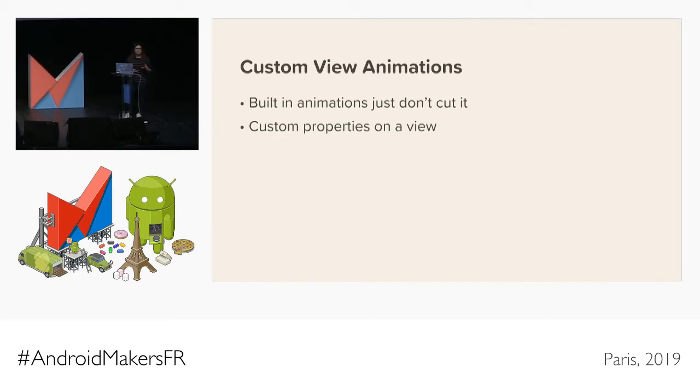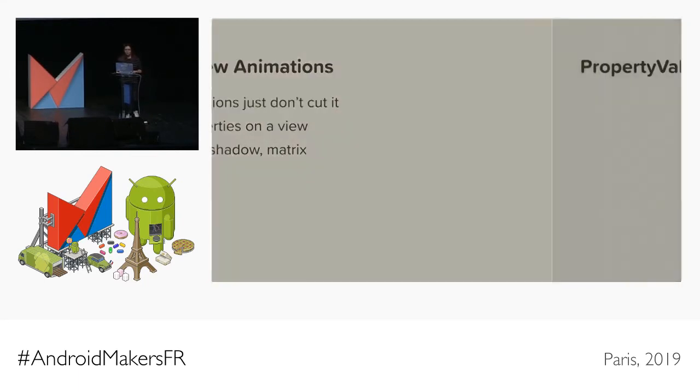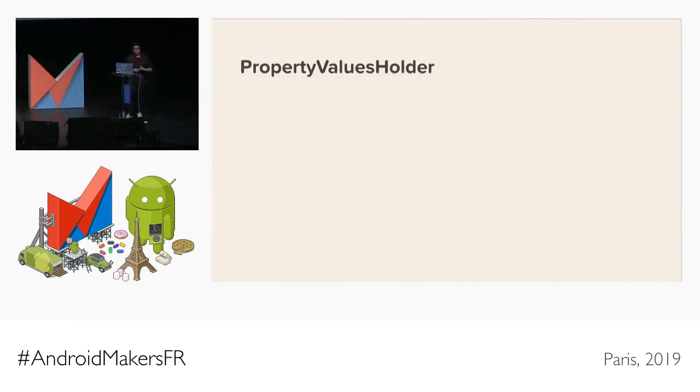So you would animate custom properties on a view of yours. This could be things like a color, a radius, a shadow property, or a matrix that you apply to a canvas, which you could animate with custom view animations. So how do we go about doing this with our own animation in our own view?